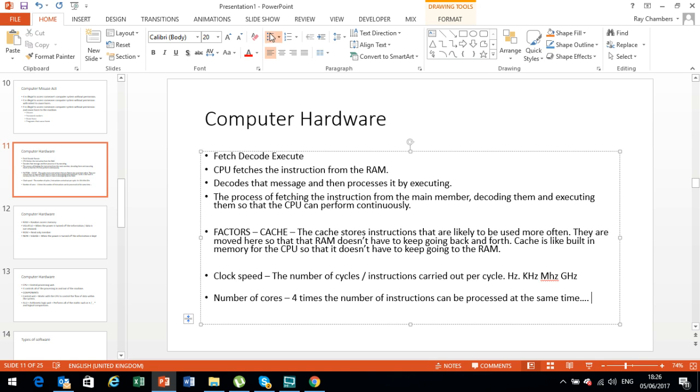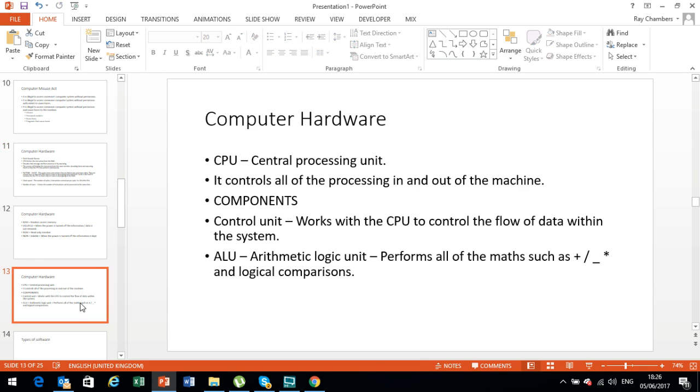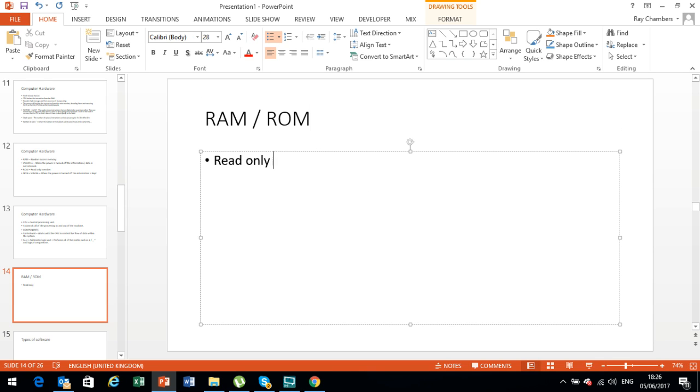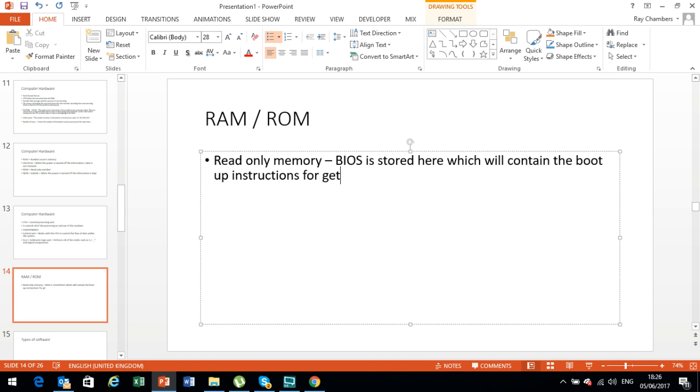Now you need to be able to describe, so let's add another one in here. Some things that you need to know. You need to know the difference between RAM and ROM. ROM, read-only memory. Usually the BIOS is stored here, which will contain the boot up instructions for getting to the operating system.